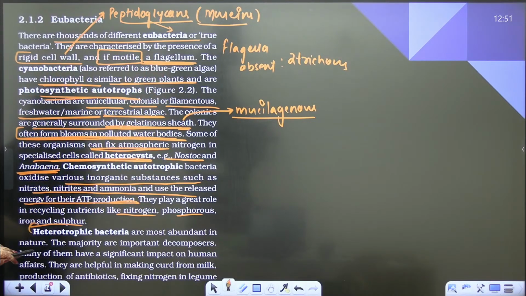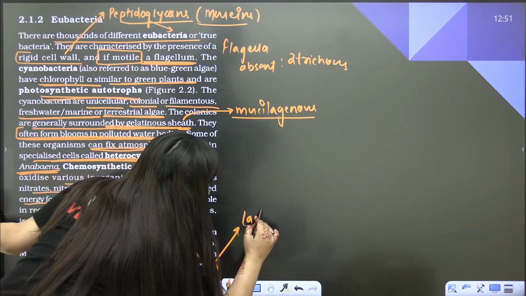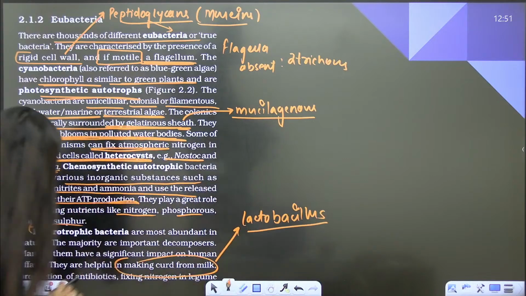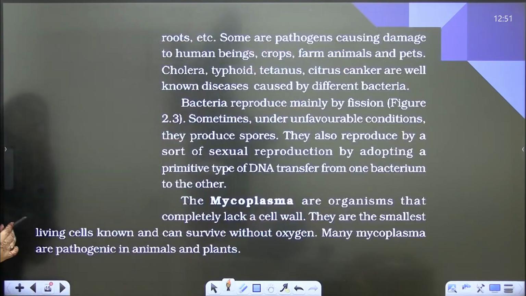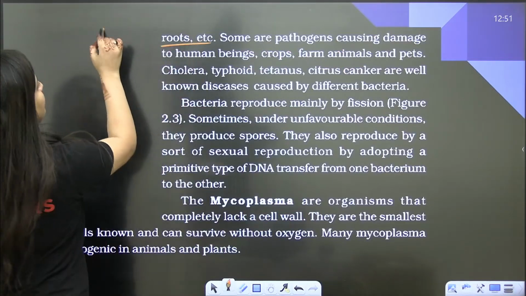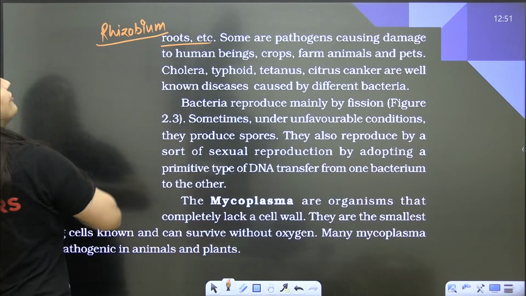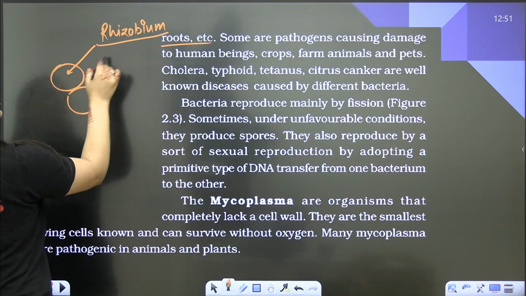Then heterotrophic bacteria are the most abundant. They are decomposers. They are helpful in making curd from milk. If you remember, they talk about Lactobacillus here. Lactic acid bacteria can form the curd. Some can form antibiotics also. Some can fix nitrogen in legume roots. Remember Rhizobium. Examples should be on your fingertips. Root nodules of leguminous plants have Rhizobium.